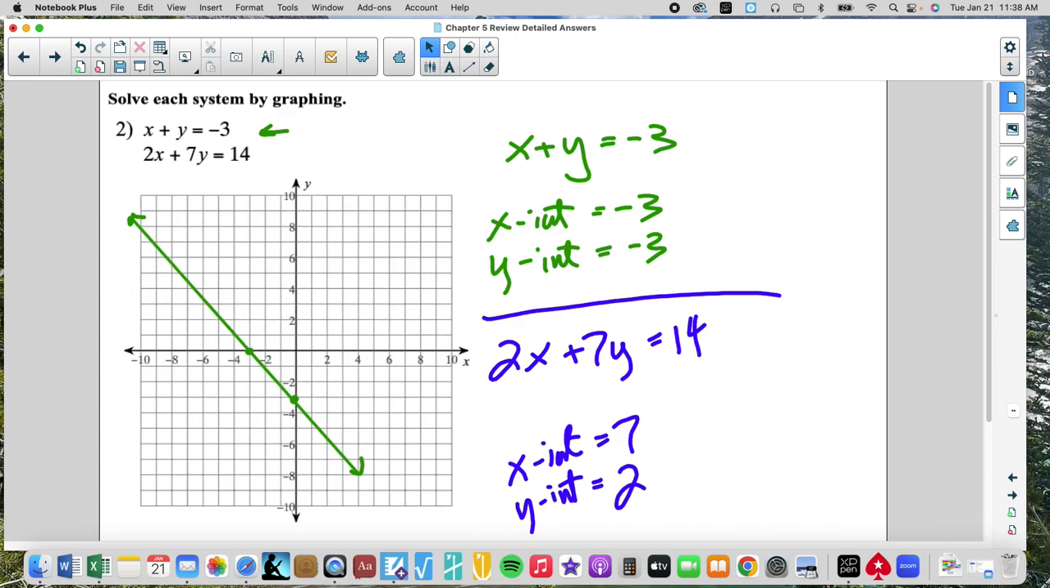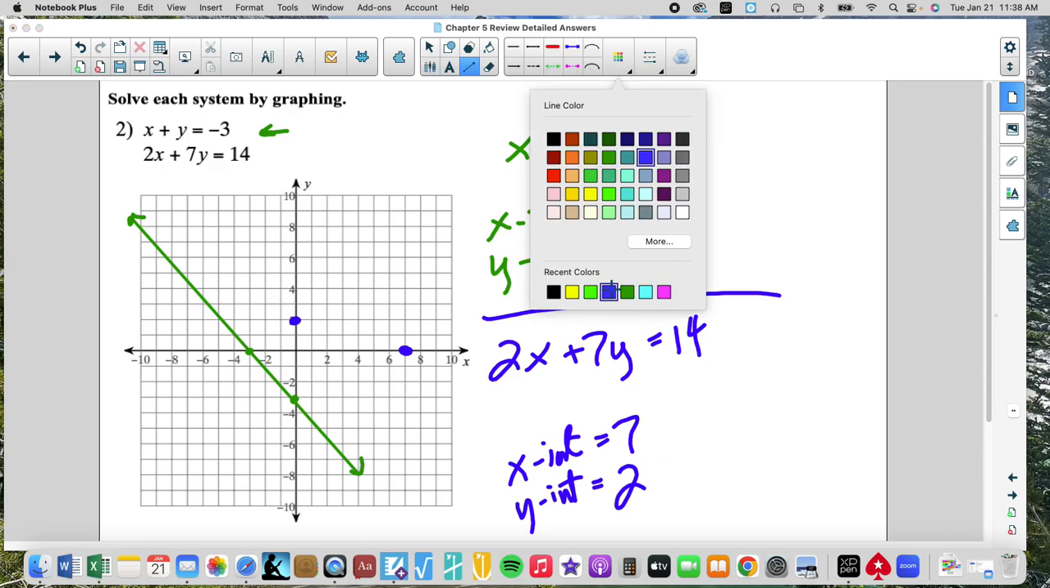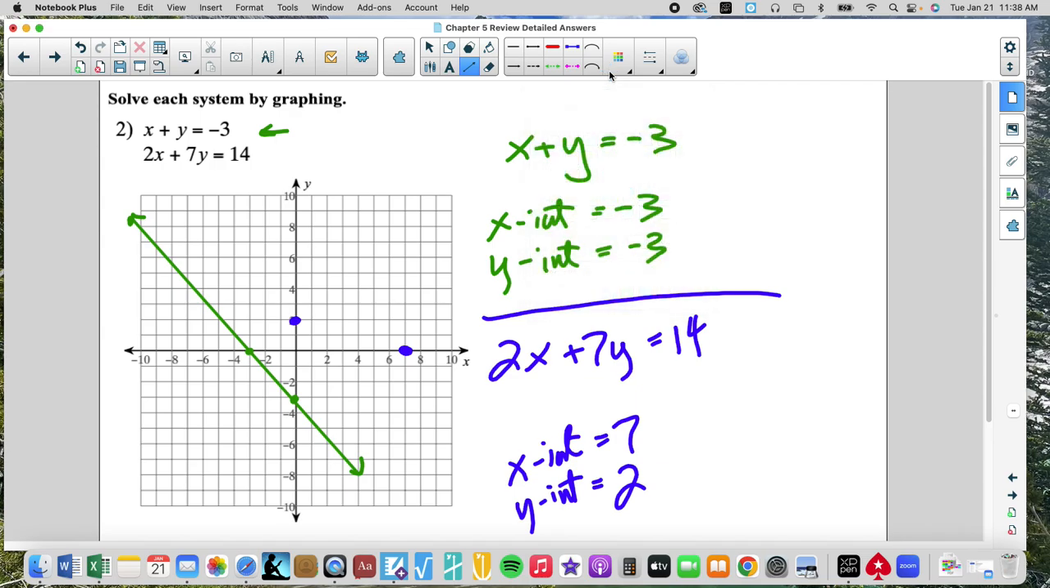Messed that up. The x-intercept is 7, and the y-intercept is 2. We'll connect those, making it blue, and we'll look for that point of intersection. Not my best line, and we'll try to line them up.